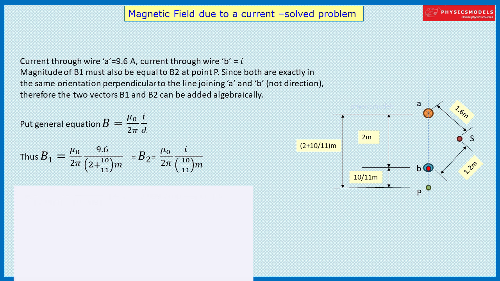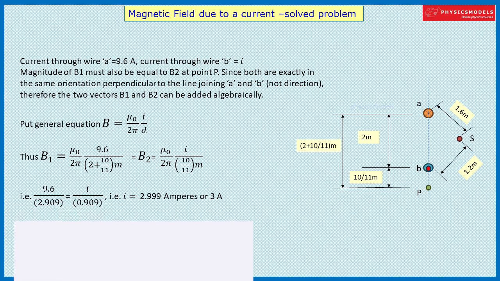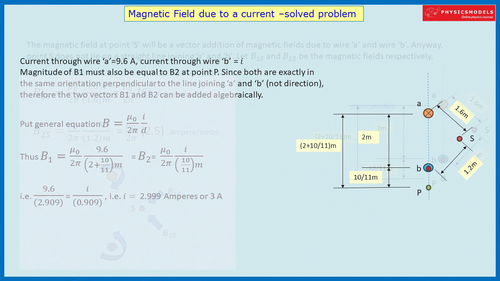In the numerator, you have the current I, which is 9.6 amperes. It's given in the problem. So we get B1. For the anti-clockwise magnetic field at point P due to wire B, we have the magnetic field B2 equal to mu 0 by 2 pi into the current flowing through wire B, which is I. We don't know that yet. And the distance is just 10 by 11 meters from wire B to the point P. So equating this, we will get I is equal to 2.999. We can take it as 3 amperes.